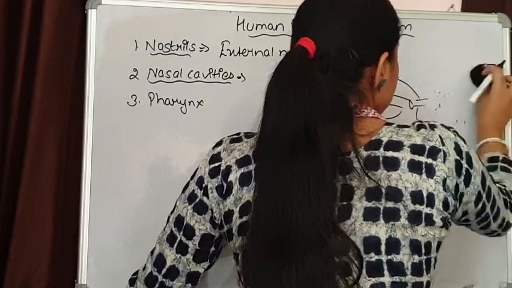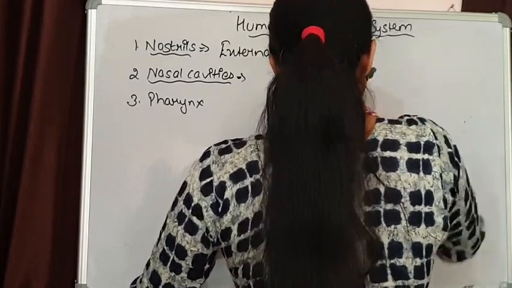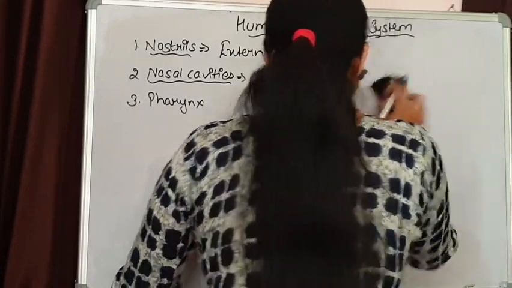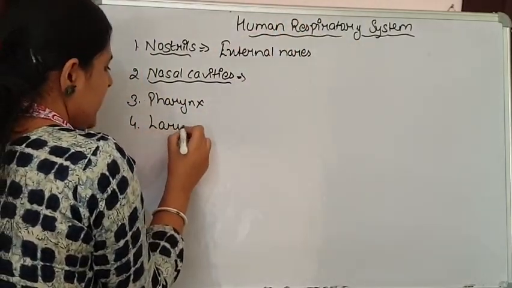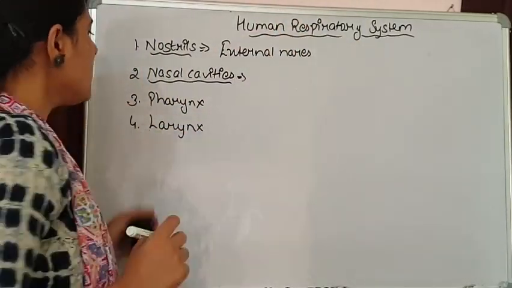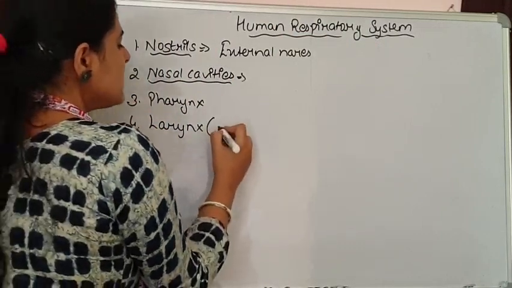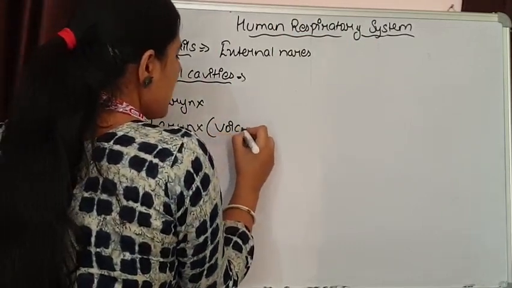Other than this pharynx, the next tubular structure that is coming in our respiratory system is the larynx portion. We have also heard earlier about the larynx. The larynx is also known as the voice box or sound box.